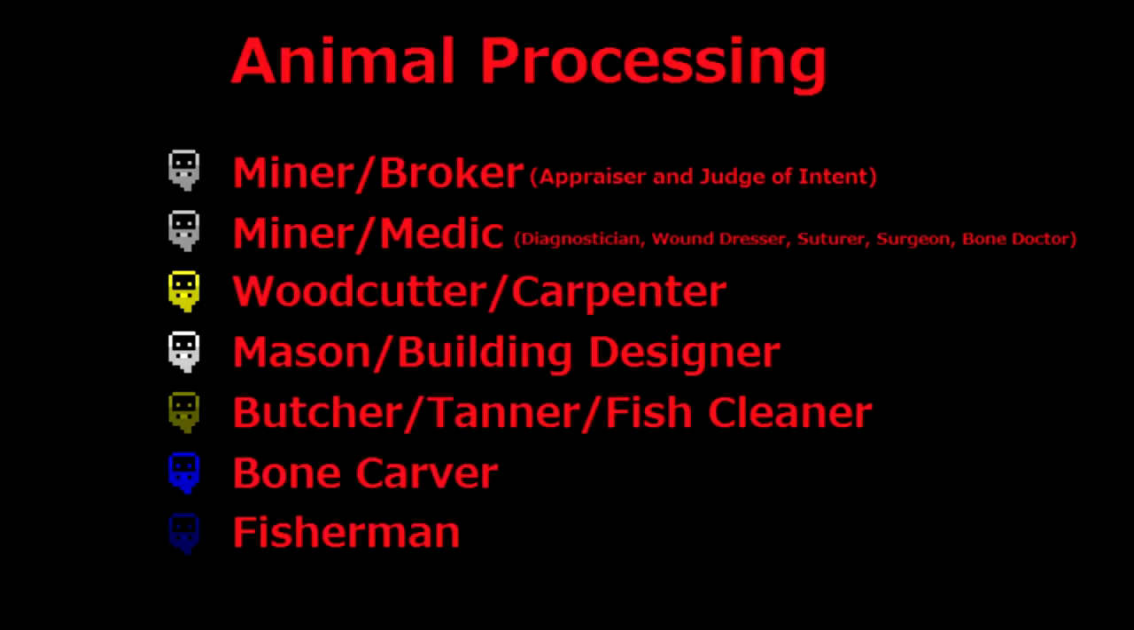Outside of the core four of two miners, a woodworker, and a mason, I'm going with a dwarf that has butcher, tanner, and fish cleaning skills. He's going to spend most of his time dealing with the nasty parts of dead stuff. I'm also going to grab a bone carver who is going to be procuring the bulk of value out of this industry by carving bones. I'm going to have a lot of bones.